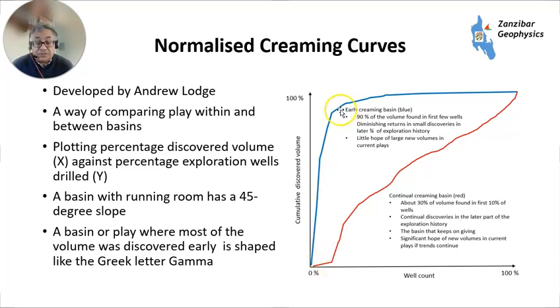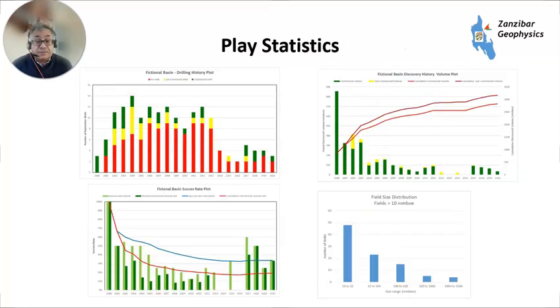So you've got loads of discoveries in the first 10% or thereabouts of the wells, and then 90% of the volume is found in the first few wells, and then virtually nothing is found because it's run out of running room. So unless you're a specialist in rejuvenating fields, you really don't want to be in this place. But being in this place is a very good place to be because there's still quite a bit of running room. And I'm surprised more people don't use this particular technique because I think this is really cool.